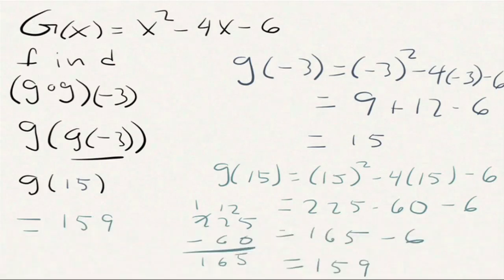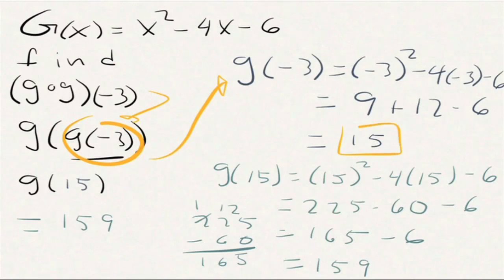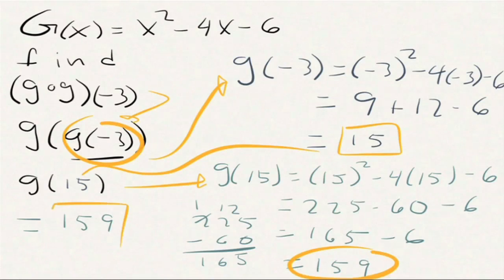Let's point out a couple of things. What did I first do? First, I expanded this notation into that notation, and then I found this piece, g of minus 3. Once I found that g of minus 3 was 15, I replaced that in here, because g of minus 3 is 15, so g of g of minus 3 is really g of 15. So then I found that to be 159. And then that's what gets the box and the flower.